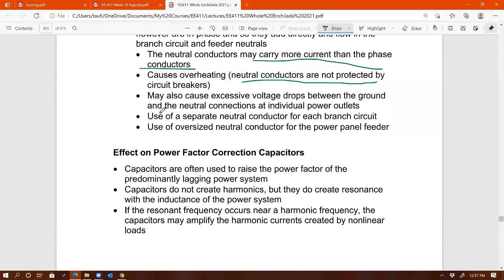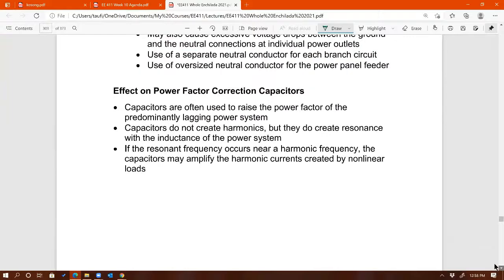Okay, so the way to overcome the problem is by having a bigger neutral conductor or a separate neutral conductor for each phase. Okay, any question on that one?